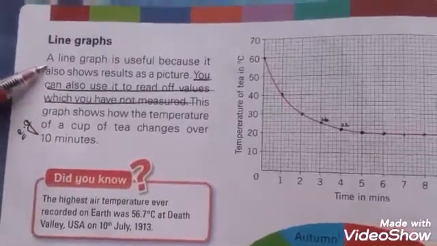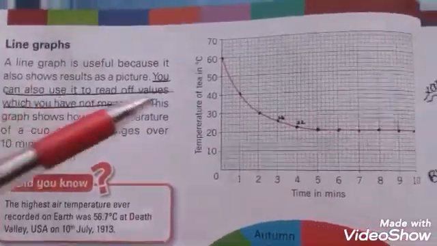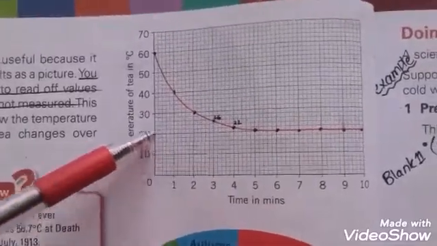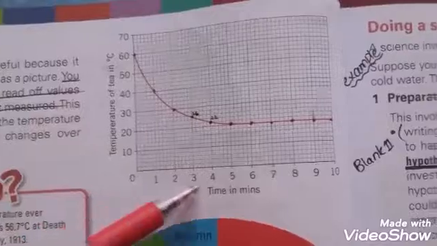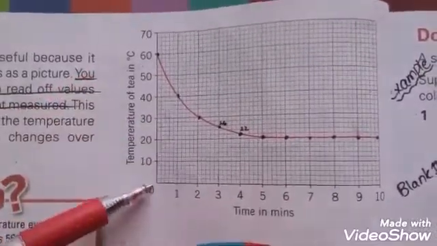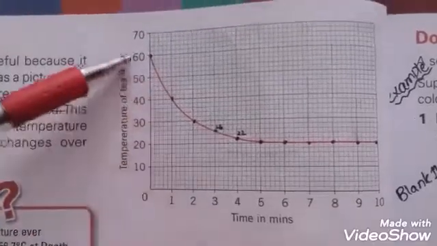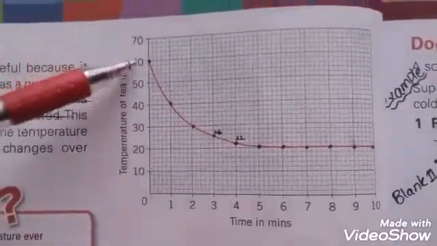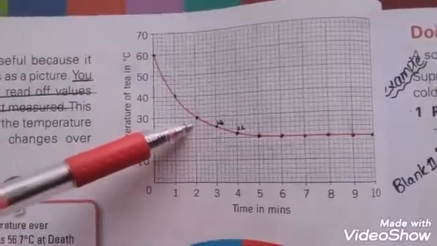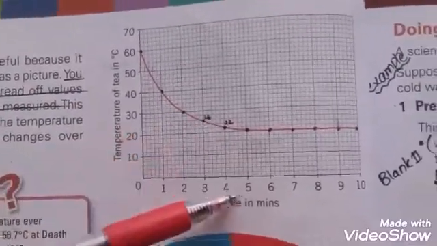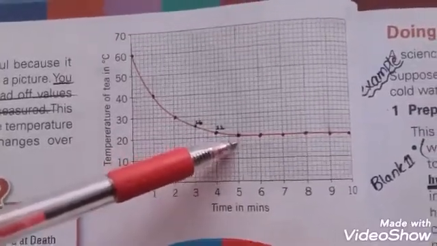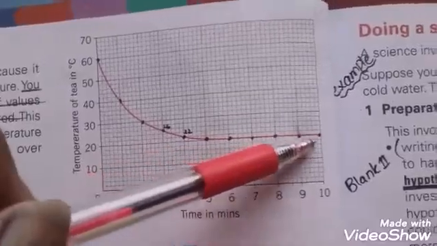The third form of arranging data is the line graph. It is also useful because it is present in the form of a picture. This graph shows how the temperature of a cup of tea changes over time. Look at the picture. At 60 degrees C, there is no change in time, but it takes 1 minute to decrease in temperature from 60 to 40, the same as at 2 minutes 30 degrees C, at 3 minutes 26, at 4 minutes 22. But at 5 minutes there is no difference in temperature, the temperature becomes constant.